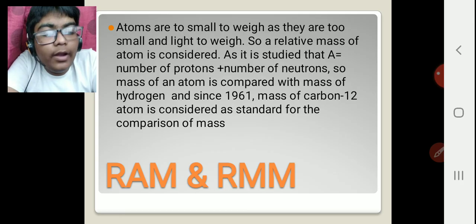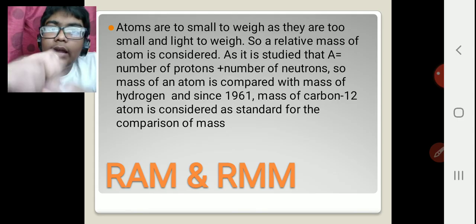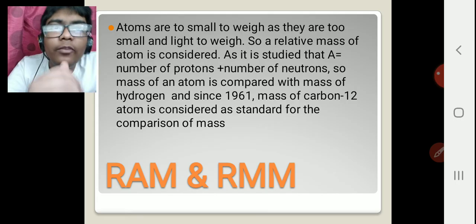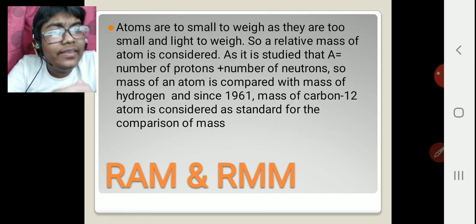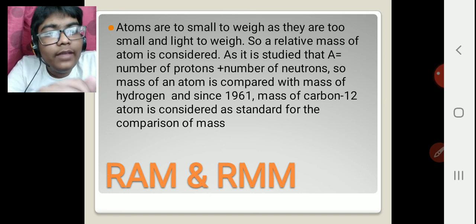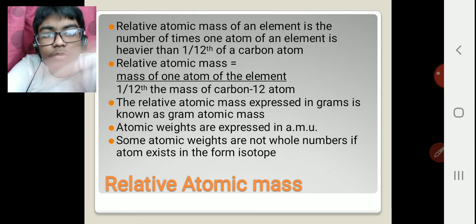Then you have RAM and RMM. RAM is the relative atomic mass and RMM is the relative molecular mass. Atoms are very, very small and light to weigh, so a relative mass of an atom is considered, as it is studied that A is the number of protons plus number of neutrons, that is the mass number. The mass of an atom was compared with the mass of hydrogen until 1961, but the mass of the carbon 12 atom is considered as the standard now.